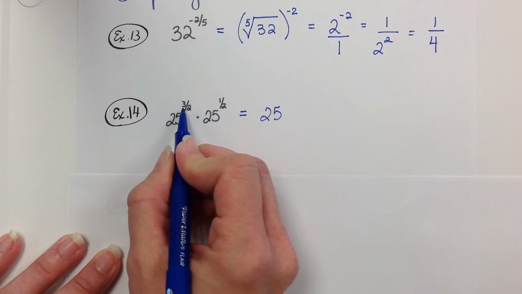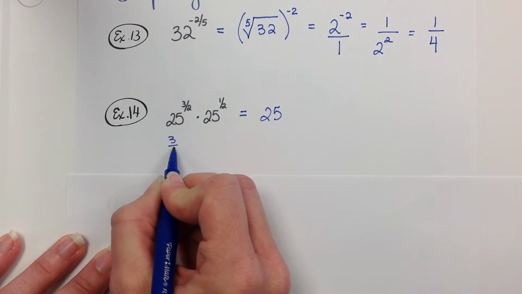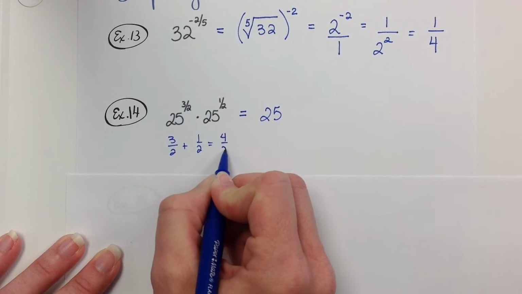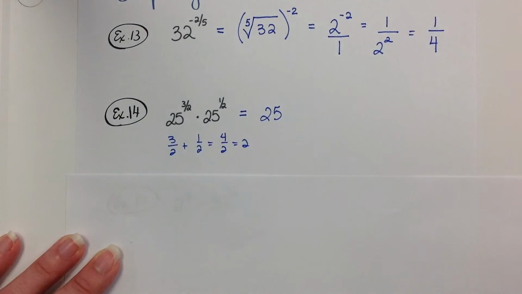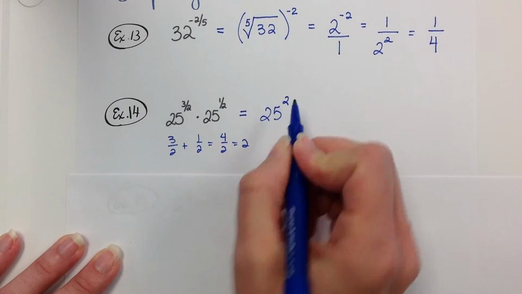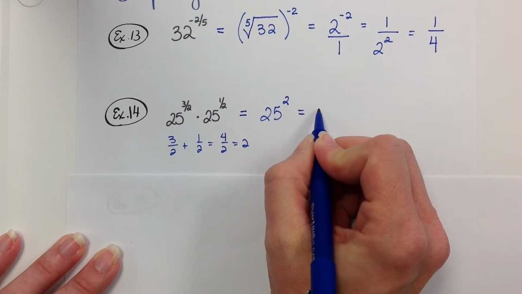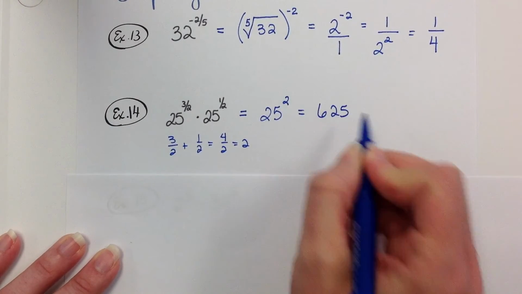Okay, so if you add your exponents, so 3/2 plus 1/2, of course you already have a common denominator, then that's going to end up being 2. So this would be the same thing as 25 to the second power, which is 625.